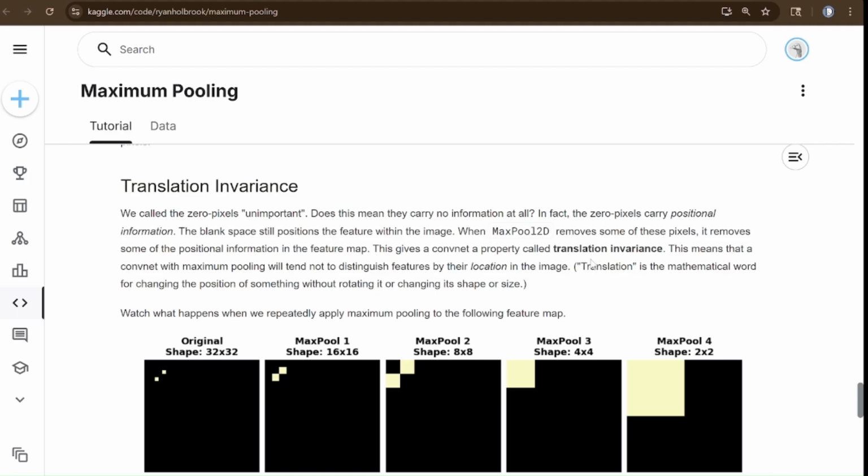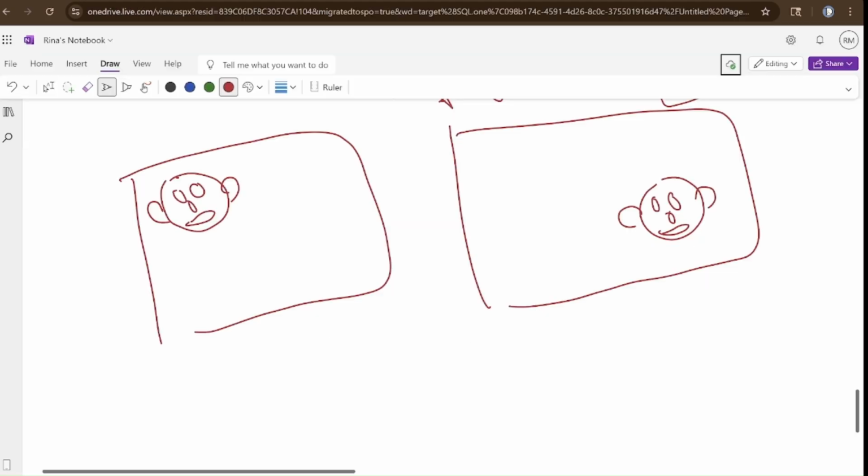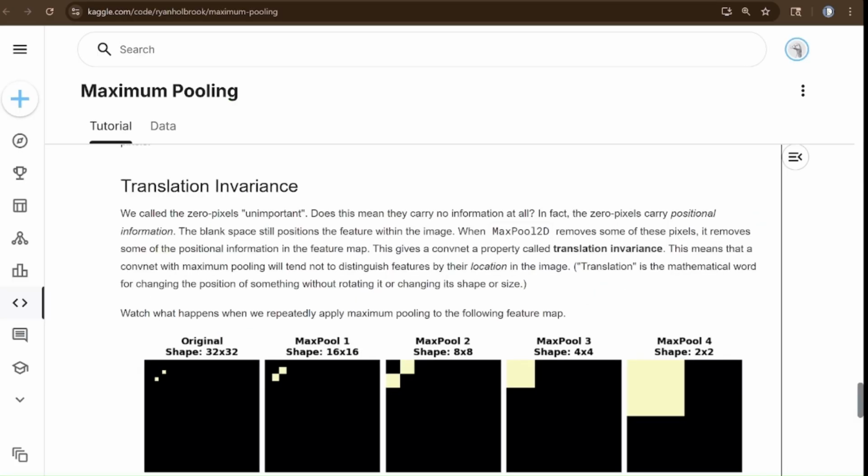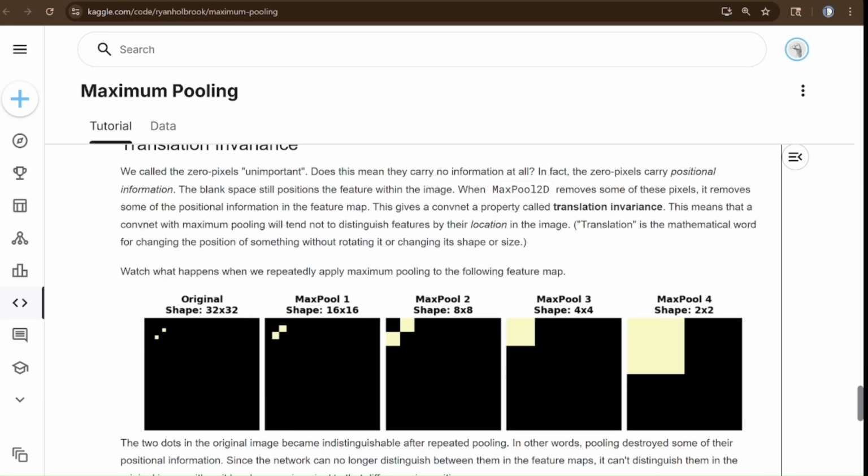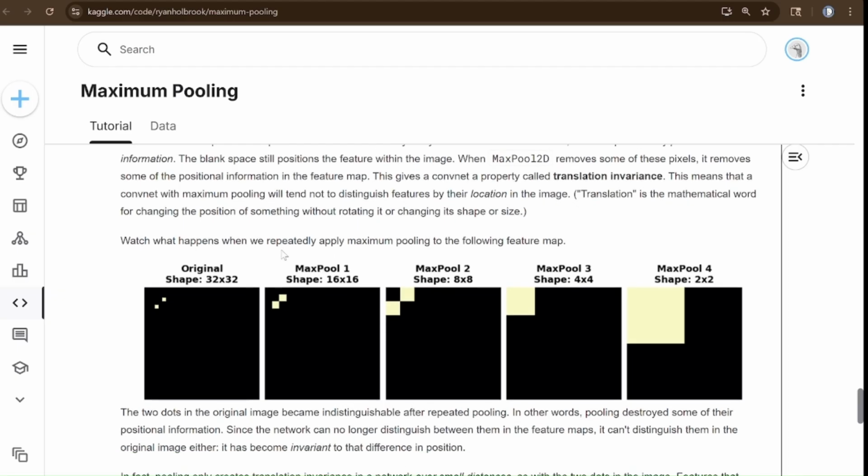This gives a property called translation invariance. So this means that a coordinate with maximum pooling will tend not to distinguish features by their location in the image. Not to distinguish by the location. Location may be different. So translation is the mathematical word for changing something.